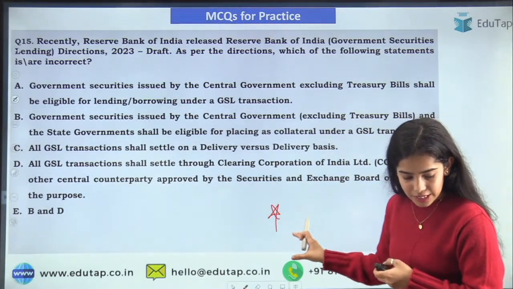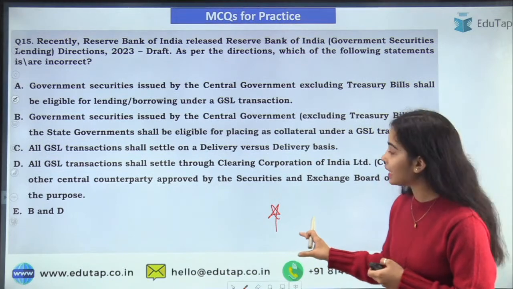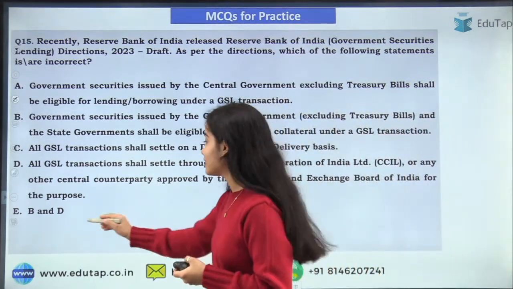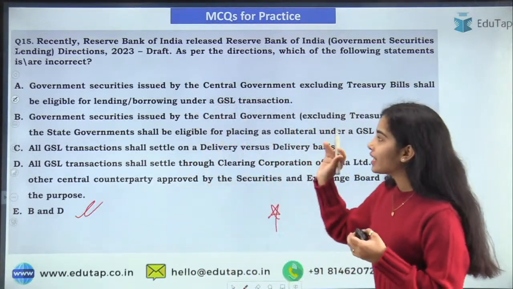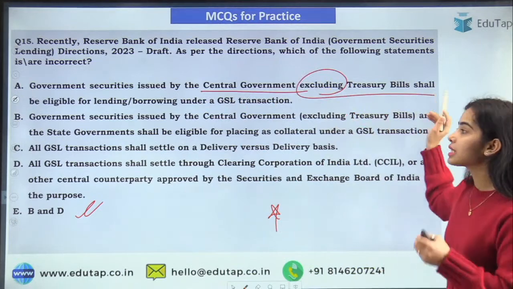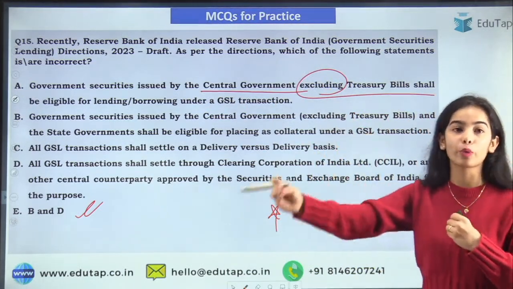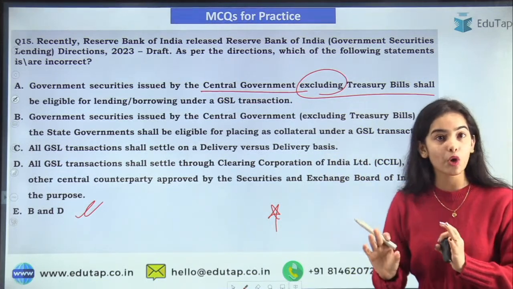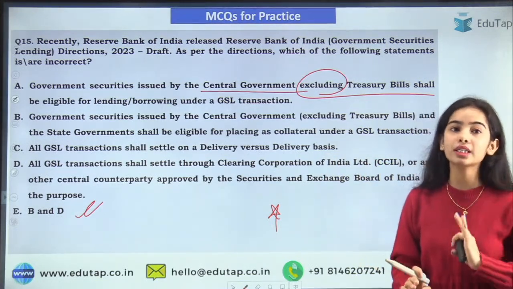So here, which is the right answer? I hope you will be able to tell. I'm getting the answer E, and that is so good to see. Yes, E is the right answer. Government securities issued by the central government, excluding treasury bills, shall be eligible for the lending or borrowing. So the lending or borrowing can only happen with the central government securities, excluding the treasury bills.